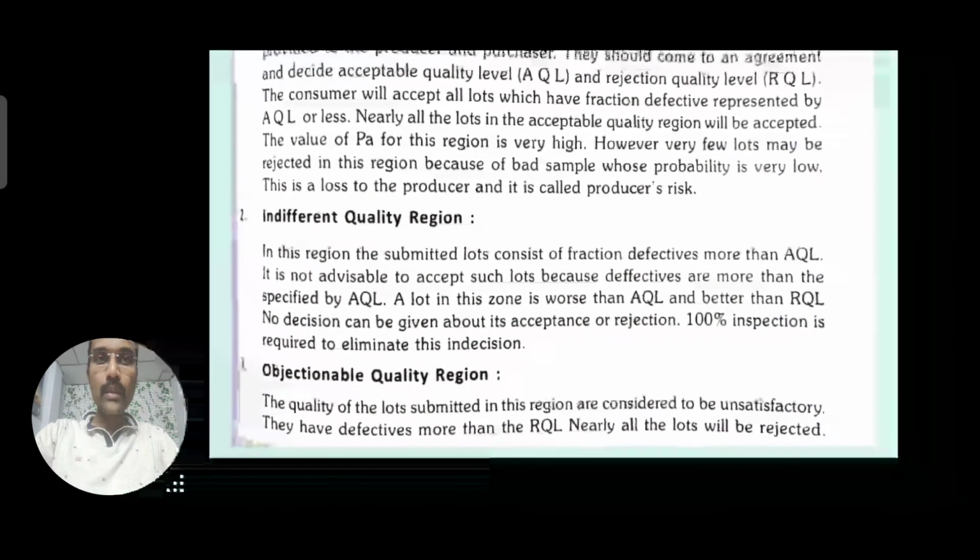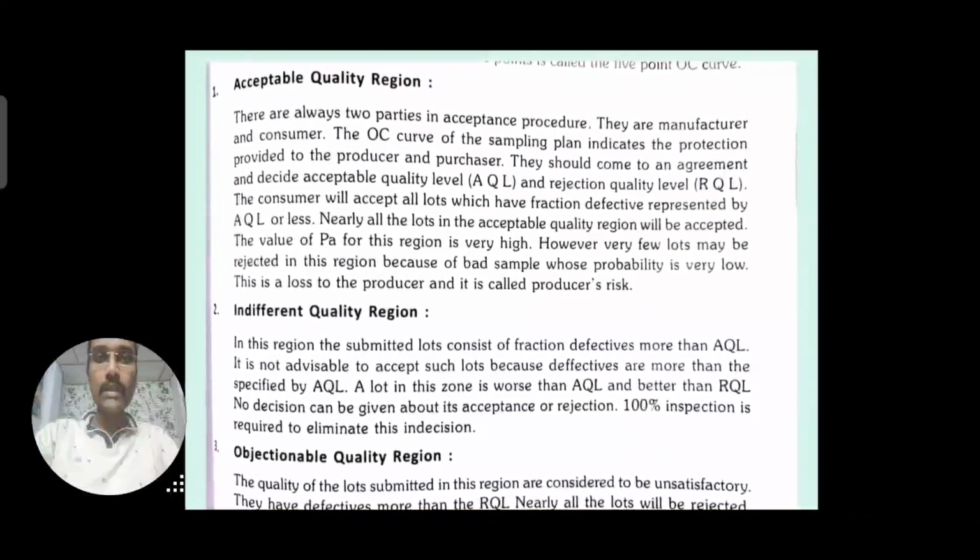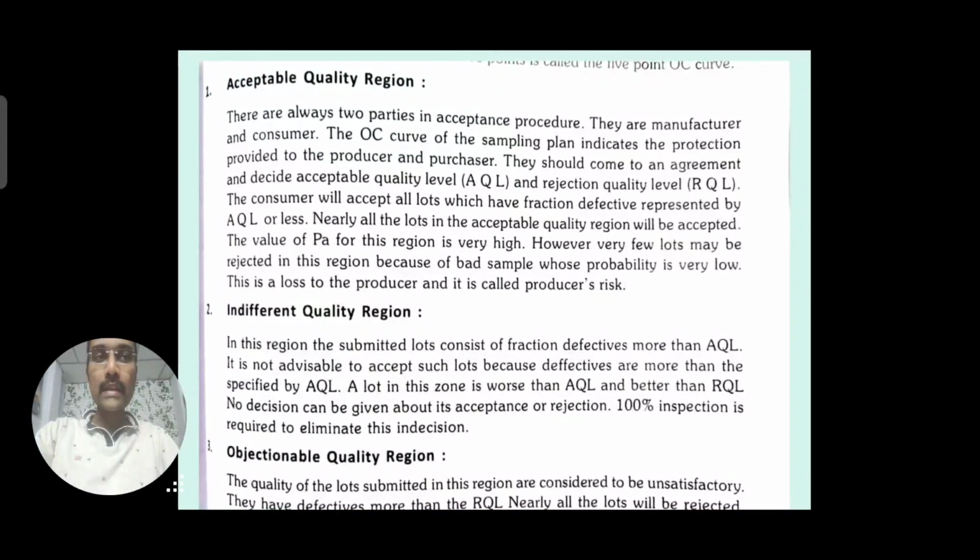So these are the three regions that describe the operating characteristic curve, and the probability of acceptance for different lots produced in a day or in a particular time. The operating characteristic curve gives information on the relation between the fraction defectives and the probability of acceptance.